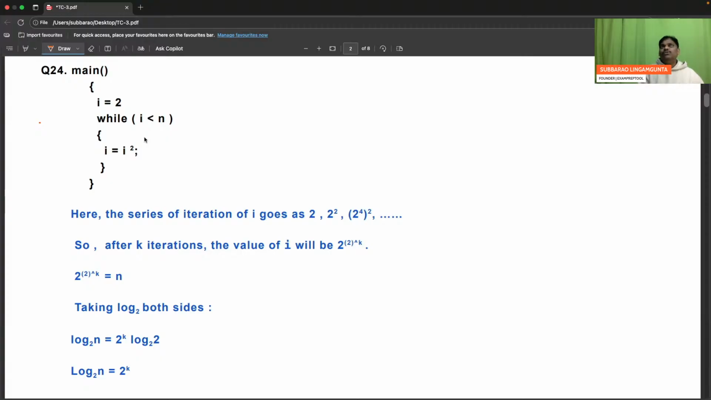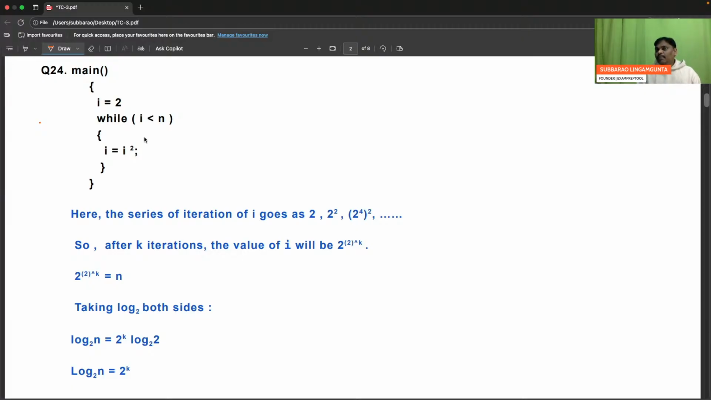Suppose i value is 10. 10 into 2 is 20. 10 plus 2 is 12. But 10 power 2, 10 square, is 100. There is a big change. Comparing to 12, 20 is going faster. Faster means less time complexity. If you do any work faster, definitely it will take less time.